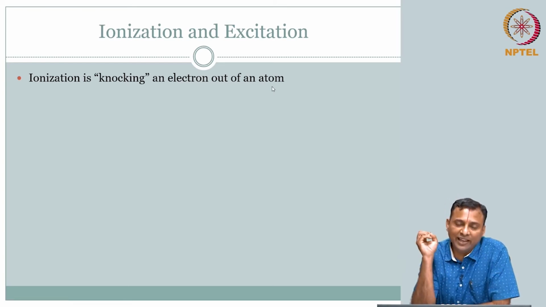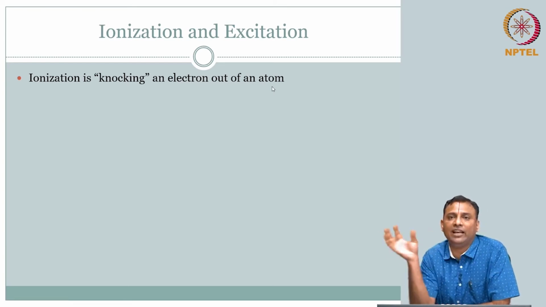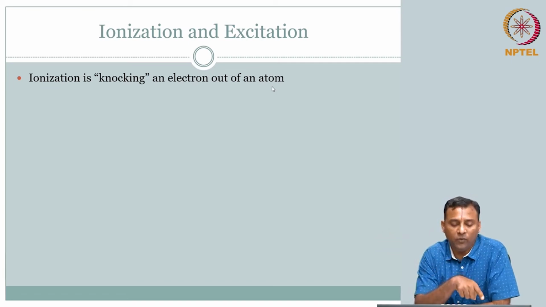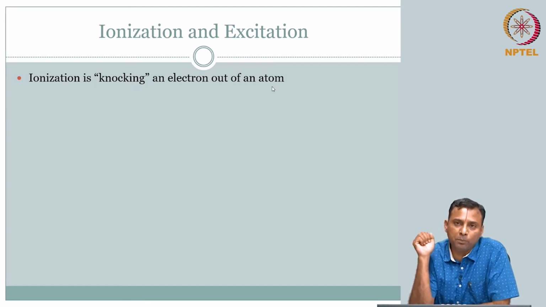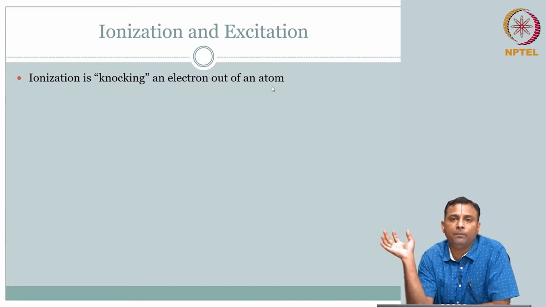So, that is the energy that I need to supply to free the electron. Now, what is ionization? Ionization is knocking an electron out of the atom. So, in order to do ionization, in order to knock an electron out of the atom, what should I do? I need to supply an energy that is greater than the binding energy. If I supply an energy greater than the binding energy, the electron will be kicked out.